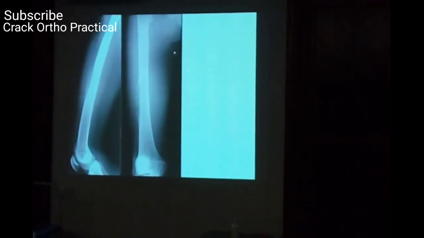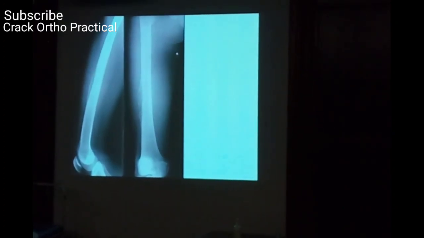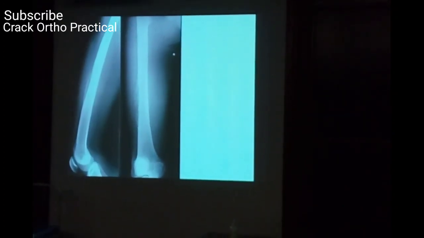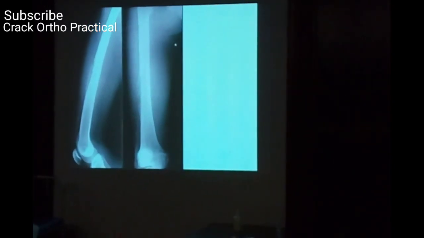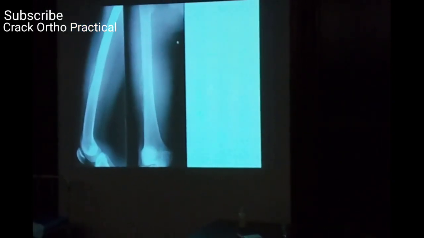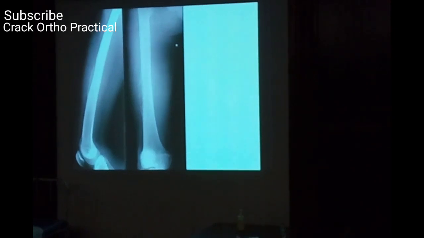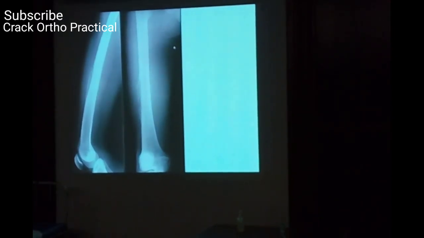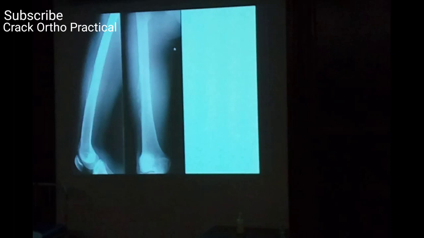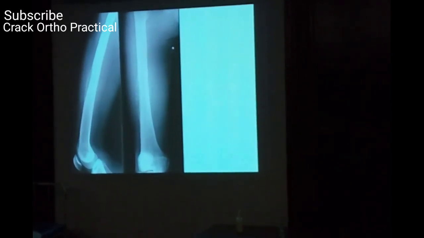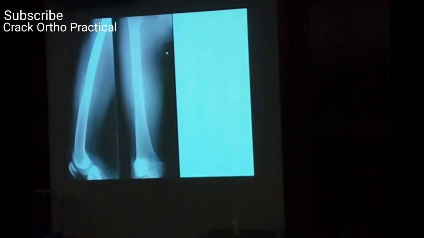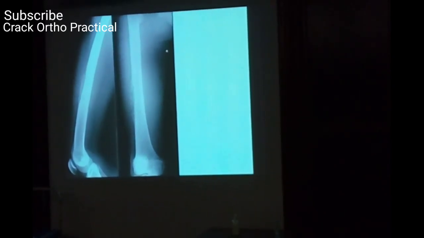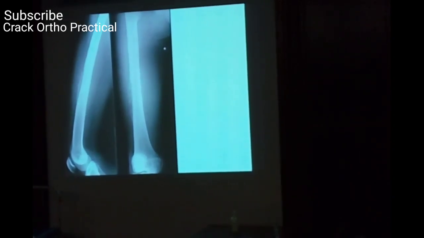What can you see there? It is a plain X-ray of a thigh, AP and lateral view, in a skeletally mature patient. There is a lytic area over the anterior and probably lateral aspect of the diaphysis, with a periosteal reaction.